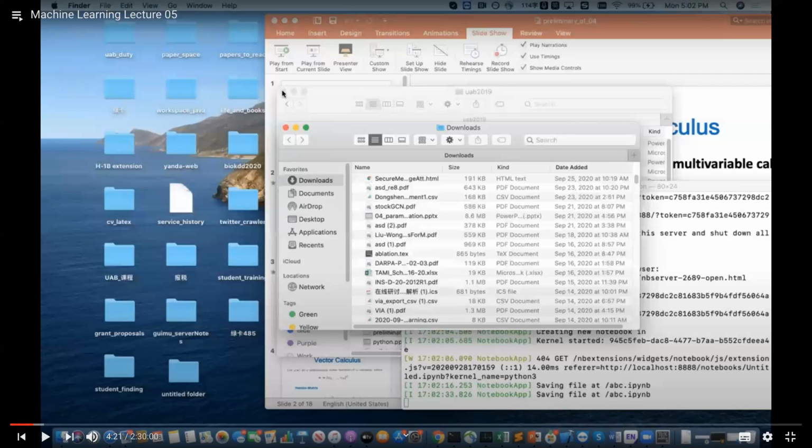Maybe I don't have a problem in Jupyter Notebook. Maybe what's wrong, I don't know. So for those files that you cannot save to HTML, just upload the Jupyter Notebook file. Okay. Yeah.